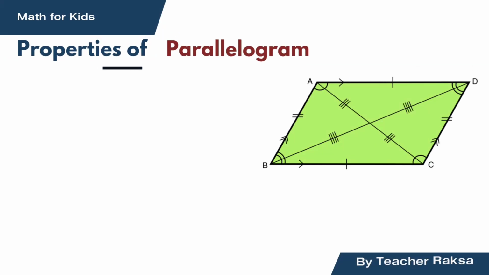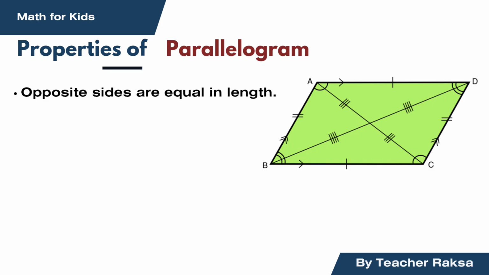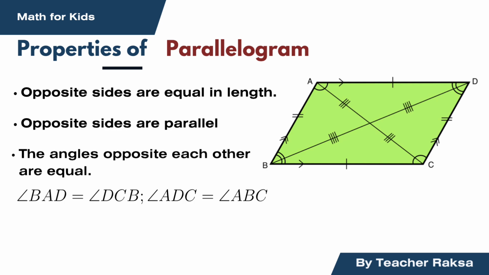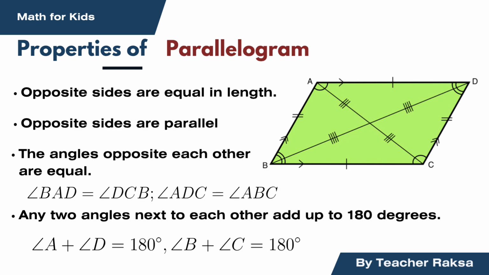Now let's move on to the properties of a parallelogram. A parallelogram has opposite sides that are both parallel and equal in length. It also has opposite angles that are equal. Another important property is that any two angles next to each other are supplementary, which means they add up to 180 degrees. As you can see in the figure, these properties help define the shape of a parallelogram.